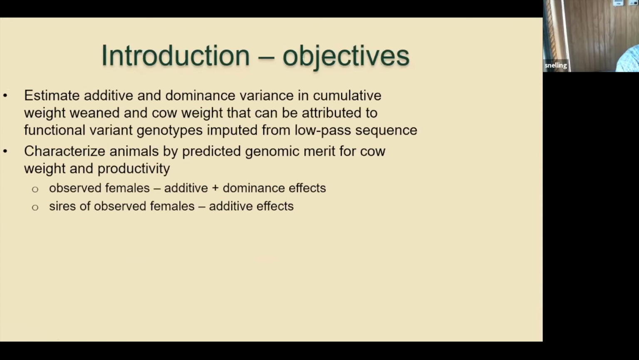So our objectives with this were to estimate additive and dominance variance in cumulative weight weaned and cow weight that we can attribute to functional variant genotypes that were imputed from low pass sequence, and then characterize animals by their predicted genomic merit. And for the observed females, we're looking at both additive and dominance effects on the genomic prediction.